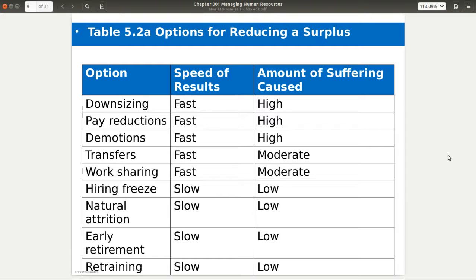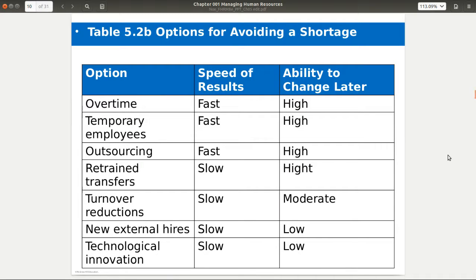A lot of times they'll also do some early retirement offerings. In other words, if you go ahead and retire now, say you're 55, we will go ahead and give you your full retirement as if you were retiring at 65. So there are some options there that reduce any kind of surpluses that you might have.